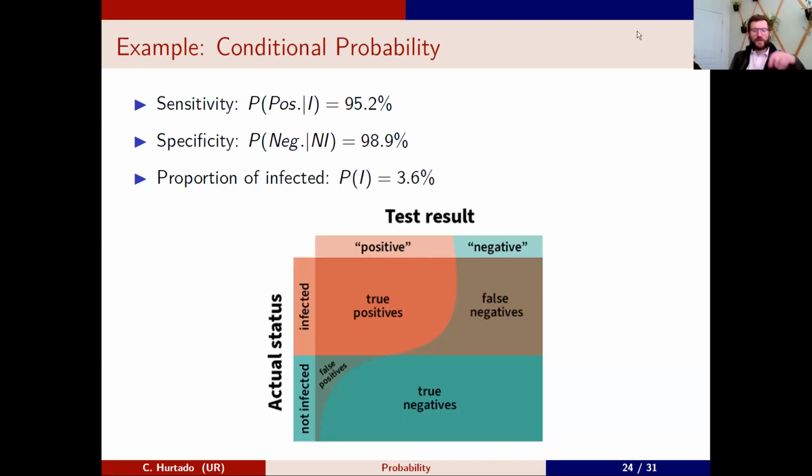Hello, and welcome to this example on how to use and compute conditional probabilities. Today, we're going to talk about an example where we have two situations, infected and not infected of COVID-19. And then we have, on the other hand, positive or negative test result.